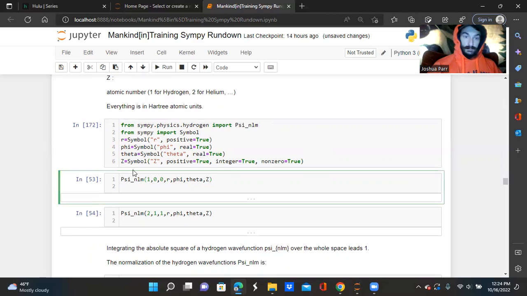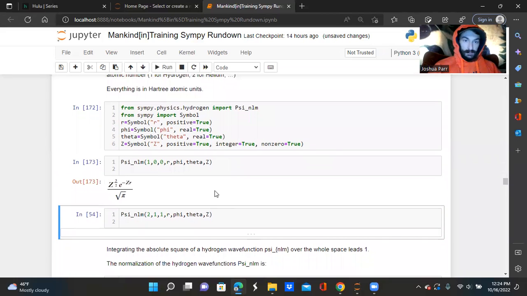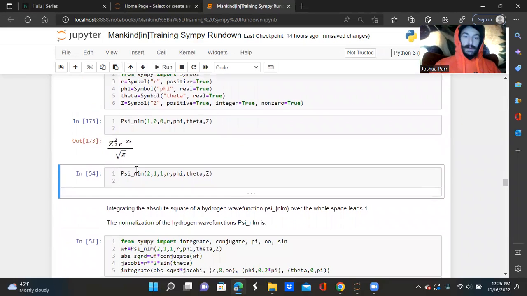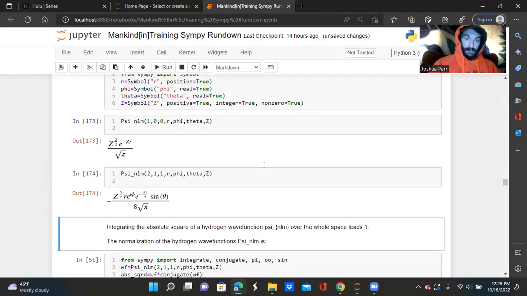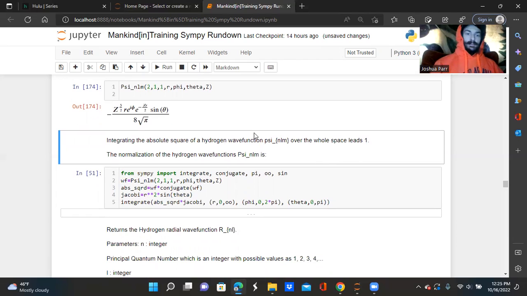Now I want to return the wave function's values at 1, 0, 0, r, phi, theta, and z, and you get z^(3/2) e to the negative zr over the square root of pi. Now if I want 2, 1, and 1, the same parameters, you get negative z^(5/2) over the square root of pi, r times e^(i phi), and then e to the negative zr over 2 sine theta.